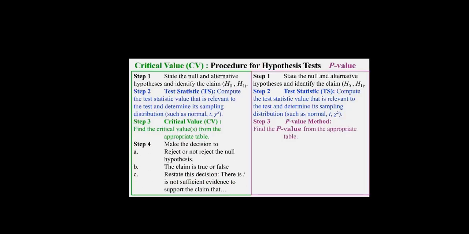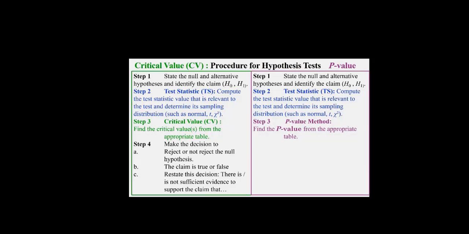The last step is making a decision. What is your decision? Reject or not reject the null hypothesis. Actually, they write down fail to reject. If you want to be very specific, write reject or fail to reject.